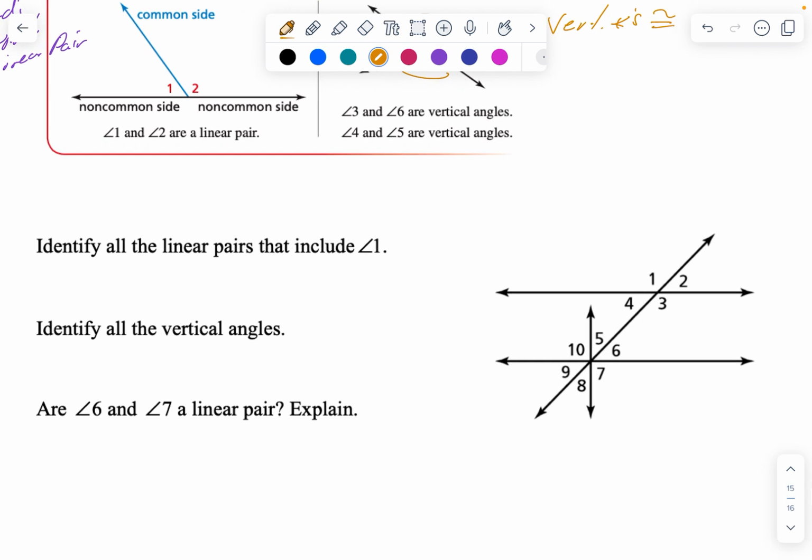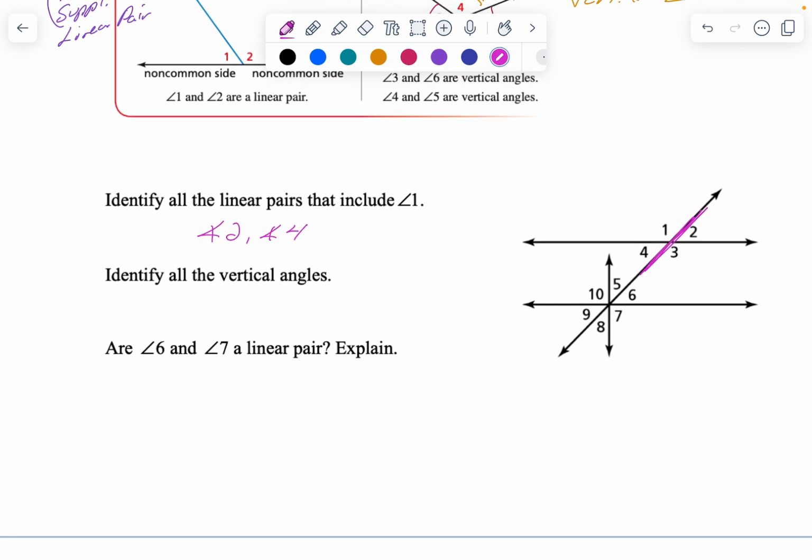Identify all the linear pairs that include angle 1. Okay, so all the linear pairs that include angle 1, notice here with this line, angle 2 forms a linear pair with angle 1. And then also we could look at this line, and angle 4 forms a linear pair with angle 1. Now, we want to name all the vertical angles. So if we look first at this first X, we can see angle 1 and angle 3 are vertical angles. And similarly, angles 4 and 2.